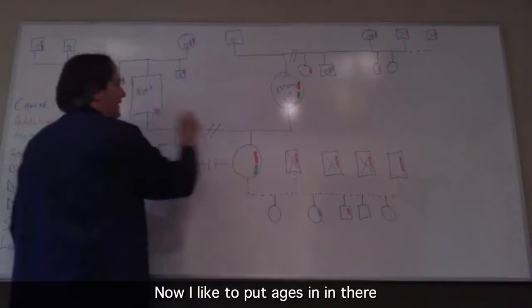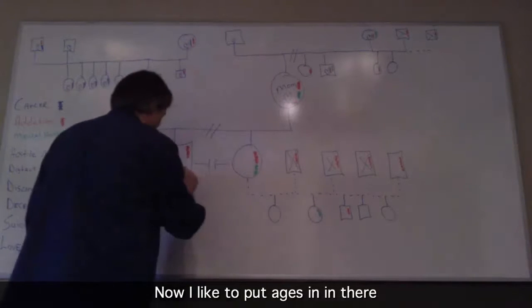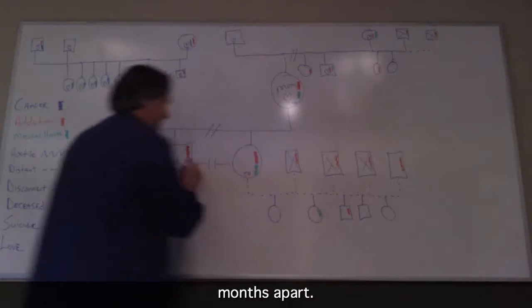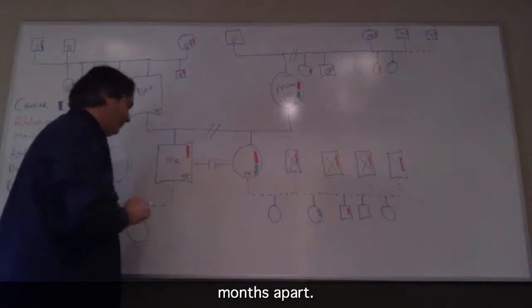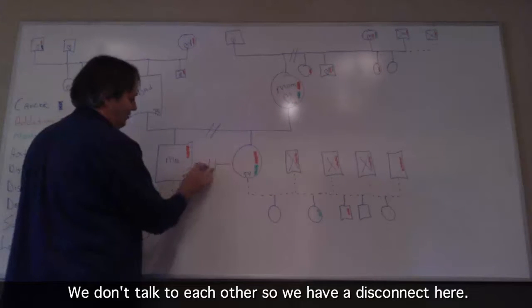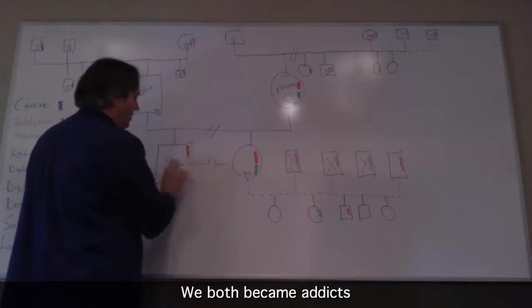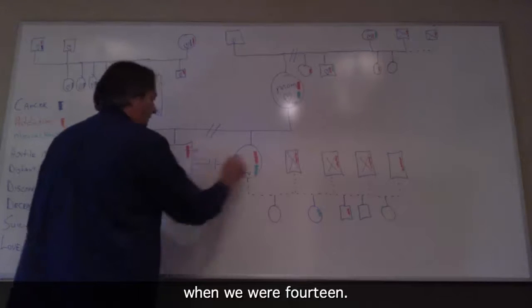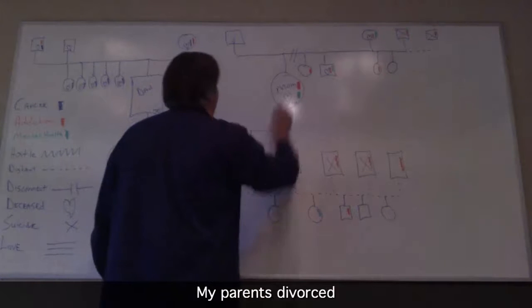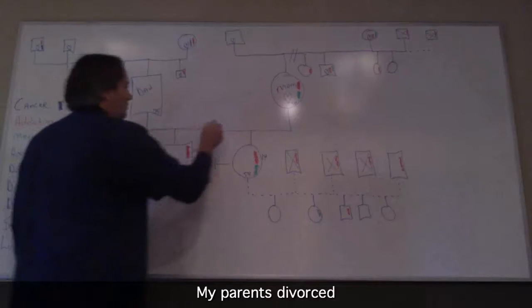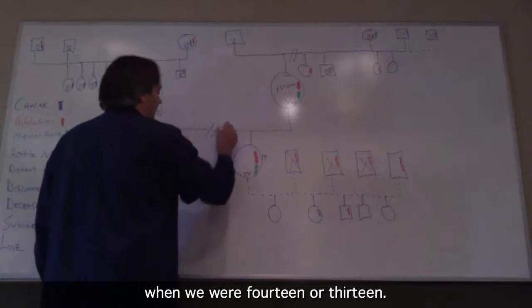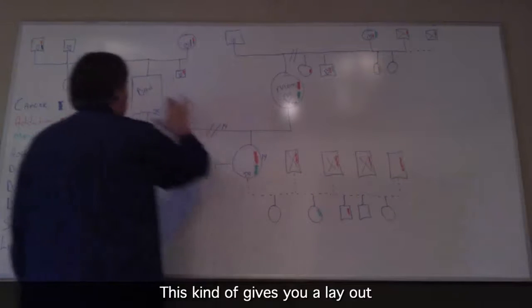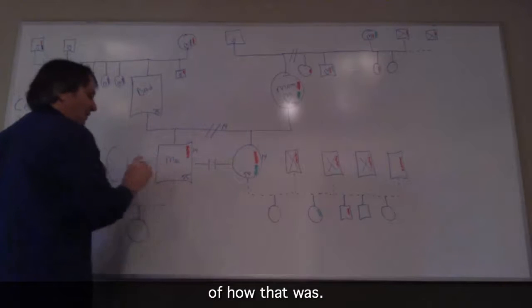Now, I like to put ages in there. My sister and I are exactly 11 months apart. We don't talk to each other, so we have a disconnect here. We both became addicts when we were 14. And my parents divorced when we were 14 and 13. So this kind of gives you a layout of how that looks.